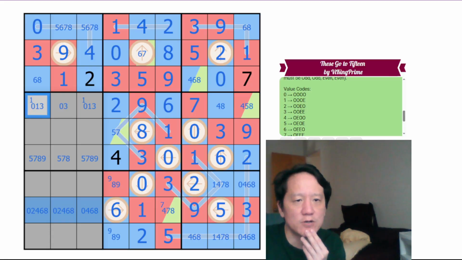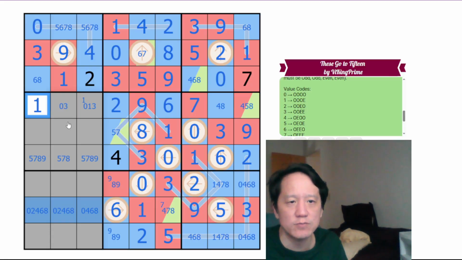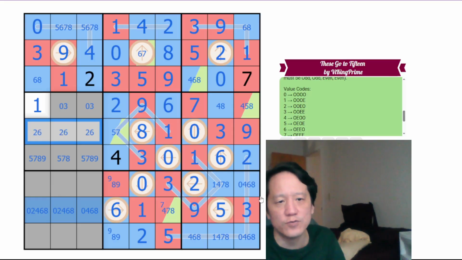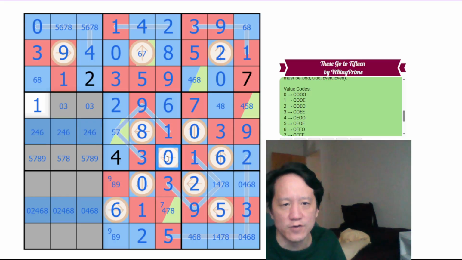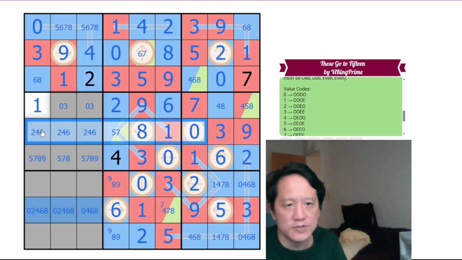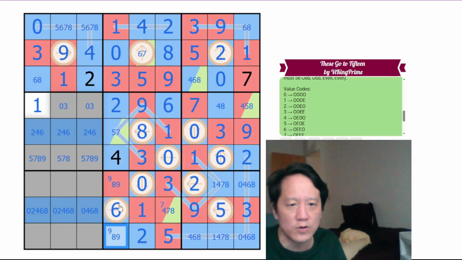1 can't be here. This can't be 0 or 3. This must be 1, which eliminates 1 here. This is 0, 3 as a pair. This is 5, 7, so the remaining digits in the row are 2, 4, and 6, which are all even. So we have 6 evens in row 2. We have 6 evens in box 5. We should have 6 evens in column 4.